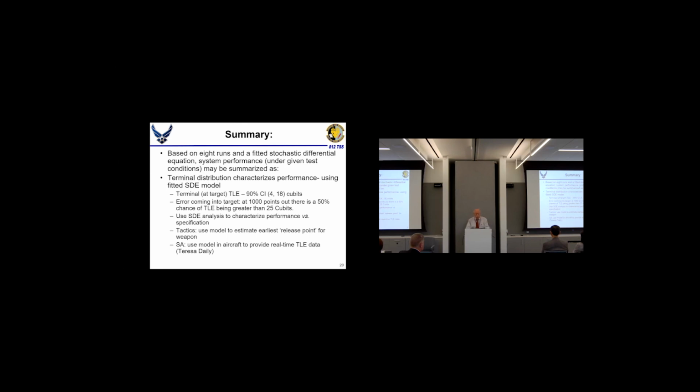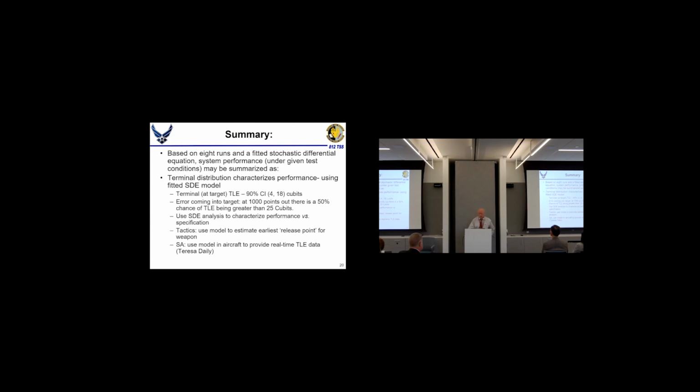And the whole point there is that now you have some idea that can give you a reasonably good characterization of how well you're doing in terms of target location error as a function of range. And that has significant tactical implications. How close do I have to get?